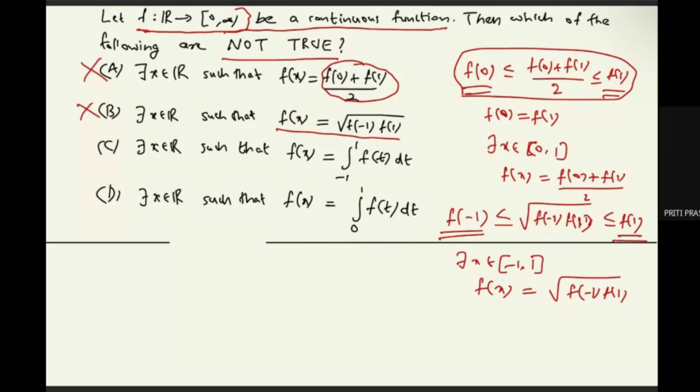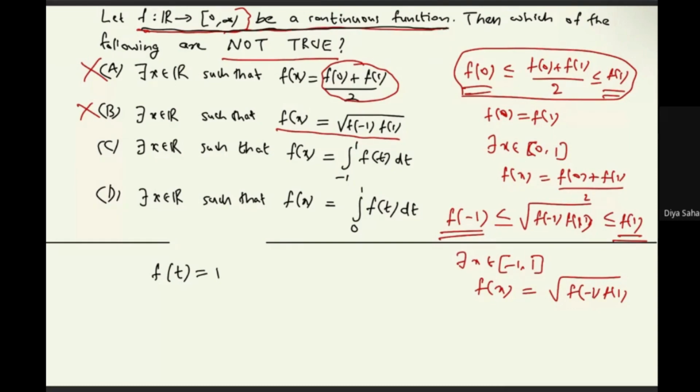If you want to disprove something, you can simply come up with a continuous function which doesn't satisfy this property. The third option is not true. We can take f of t equal to 1 for all t. You should look at the conditions. According to the condition, we can take it because it satisfies all the properties.